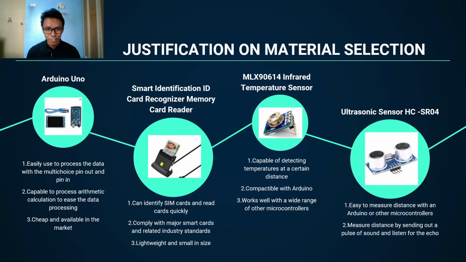Next, the smart identification ID card recognizer, the memory card reader. This is quite useful for us to collect data from the user. The user will no longer need to write their name, as it just directly gets the data from the small chip on the card. This card reader can identify SIM cards and read cards quickly, and complies with major smart card and related industry standards. It is very convenient, because this microchip can store lots of data.